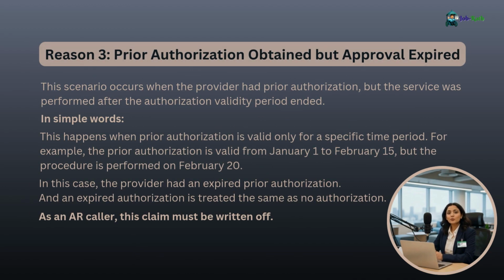The third CO-197 denial reason is prior authorization obtained but approval expired. This scenario occurs when the provider had prior authorization, but the service was performed after the authorization validity period ended. In simple words, this happens when prior authorization is valid only for a specific time period. For example, the prior authorization is valid from January 1st to February 15, but the procedure is performed on February 20.